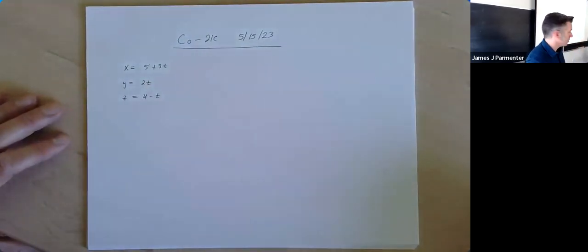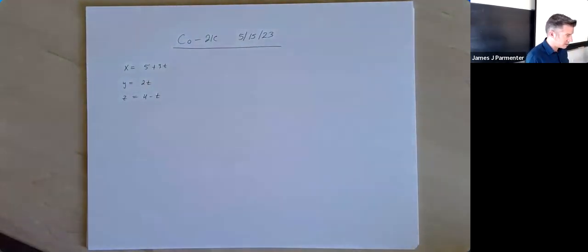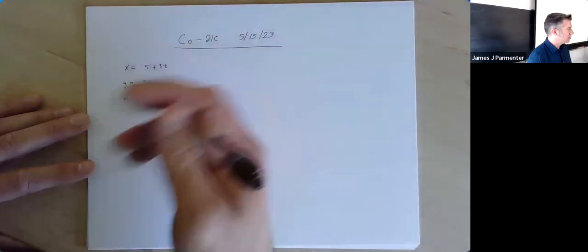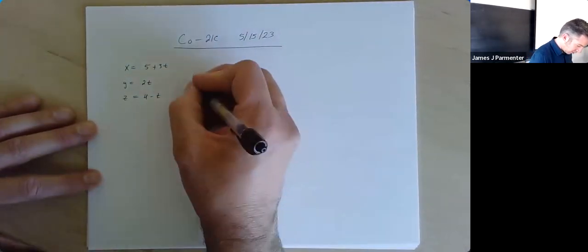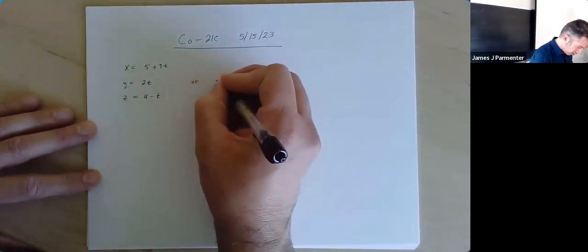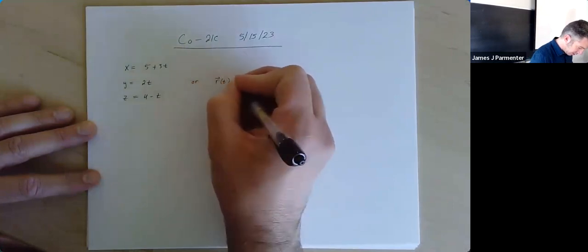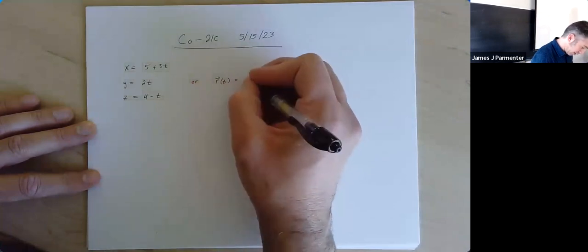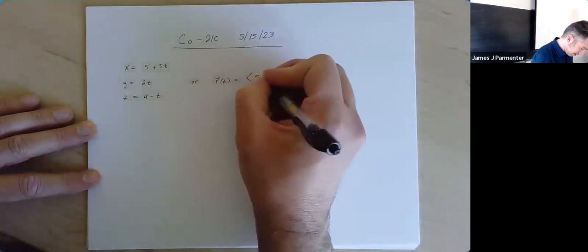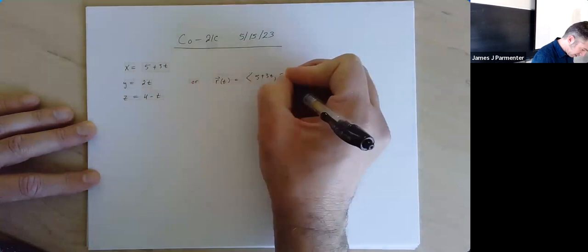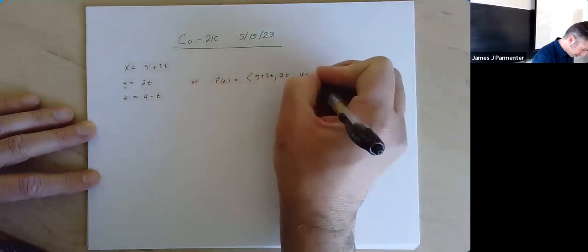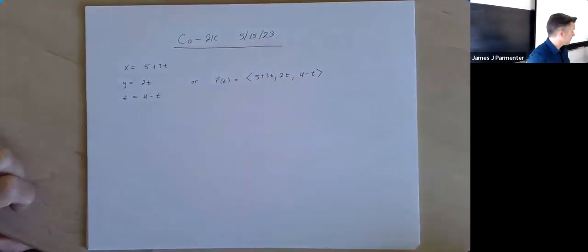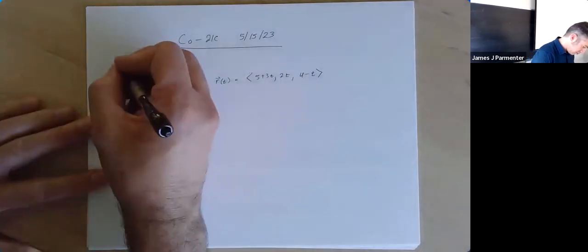So let's say we've got that parameterized line. You can write it like this, or if you want, you can write it as r of t as a vector. I'm going to write it like, really, it's the same thing: 5 plus 3t, 2t, 4 minus t. So you've got your parameterized line.